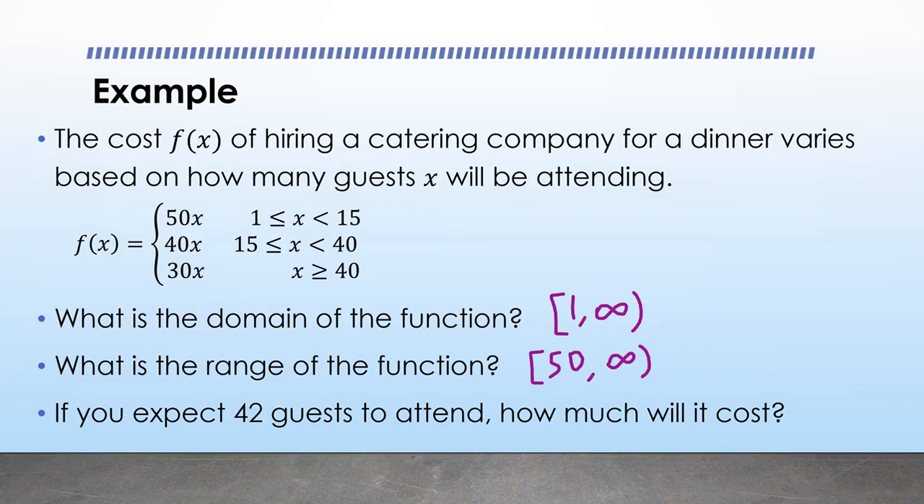And then the last part of the piecewise function is to predict the cost based on a certain number of guests. So if you were expecting 42 guests, you could start off by looking at the pricing scheme and say, okay, well, which price am I going to be paying per dinner? It's not the 50 or the 40, it's a number bigger than 40 guests. So I know I'm paying the $30 per dinner. So now I just know that I'm plugging in x is 42. So I'm going to compute what is 30 times 42. And the answer you'll get for that is going to be $1,260.